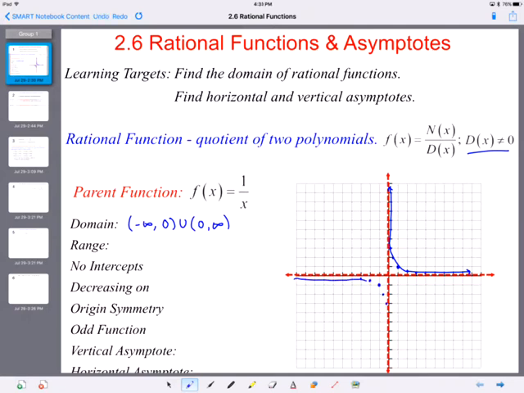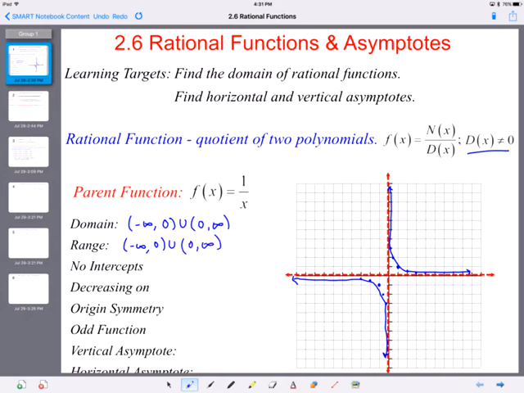Try to do a better job here. A little bit harder than I thought, but that's our parent function of the rational function. And so our range, range is your y values. All y values are covered, and you can kind of see that as you go along the function, but it doesn't cross the x-axis, so y will never be 0. So the range is all real numbers also, excluding 0.